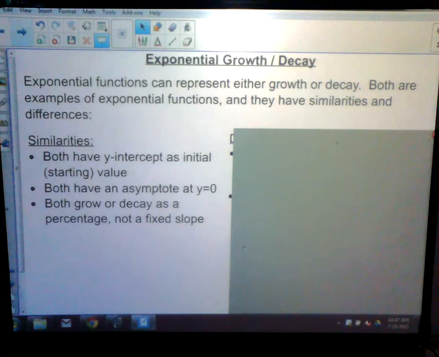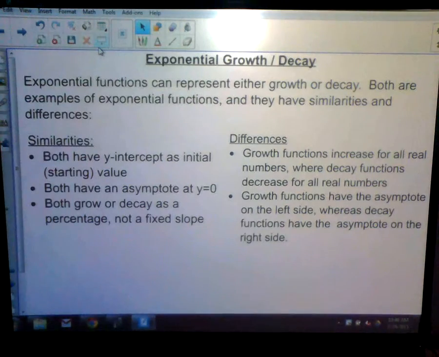They both have a y-intercept at an initial starting value. They both have 0 as an asymptote, and they both decay or grow as a fixed percentage, not as a slope. But growth numbers increase, where decay functions decrease. Growth functions' asymptote is on the left side, where decay functions have an asymptote on the right side.